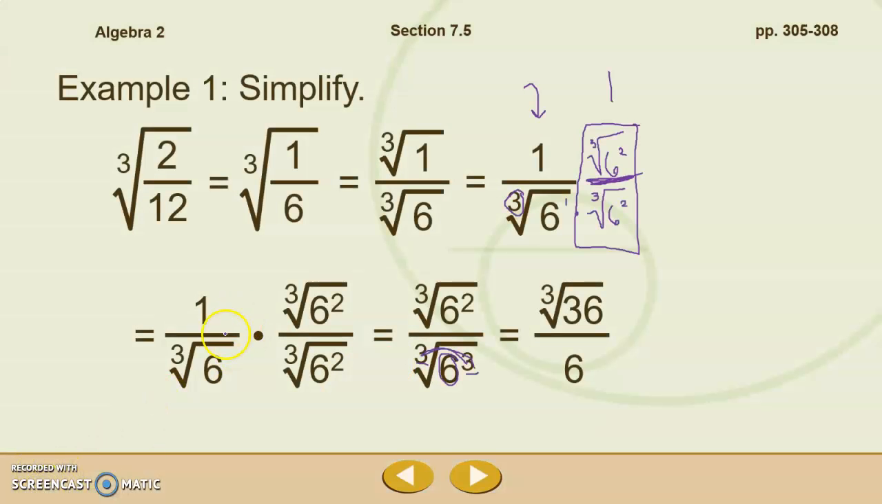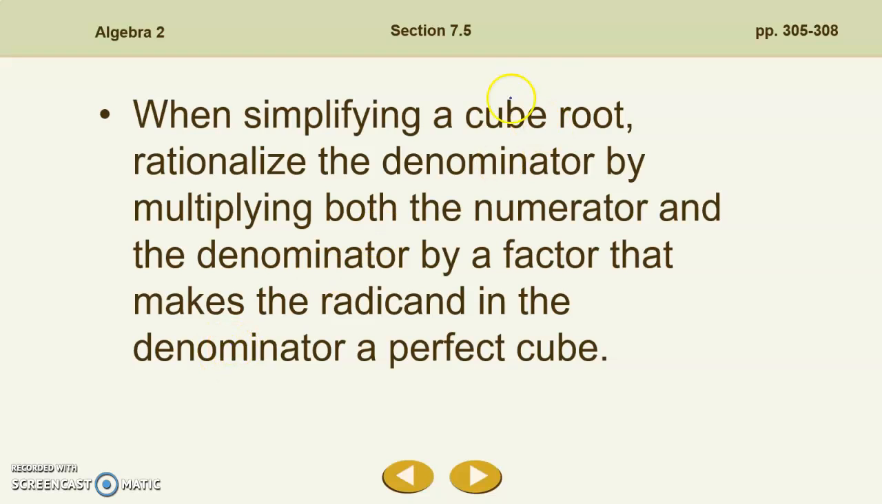And I said we would come back to slide 5. So let's take a look. When simplifying a cubed root, or really anything other than a square root, you're going to rationalize the denominator by multiplying both the numerator and the denominator by a factor that makes the radicand in the denominator a perfect cube.